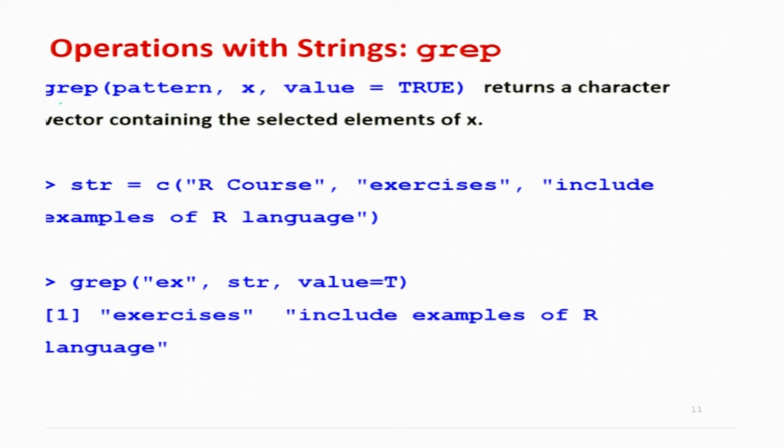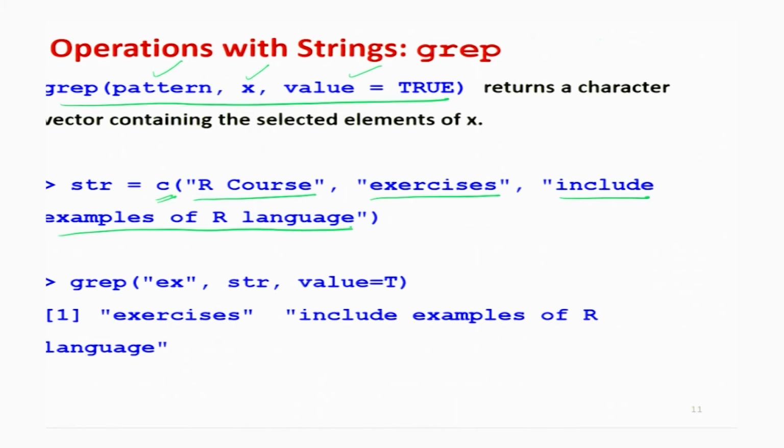So here I am now going to use the option value equal to true. I will use grep, and within parentheses I will give the pattern and then the string in which I want to search for this pattern, and then value is equal to true. In case of value equal to true, the outcome is going to be in terms of the string. So I take this data vector of strings: first is our course, at second place is exercise, third place is include examples of our language. You can see this is place number 1, place number 2, and place number 3. So there are 3 strings in this data vector, and I am calling it str.